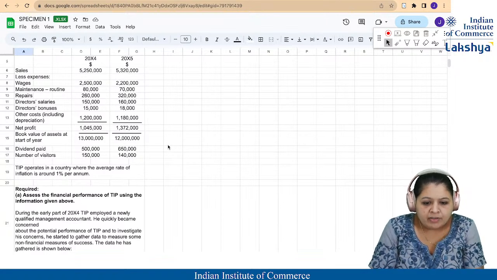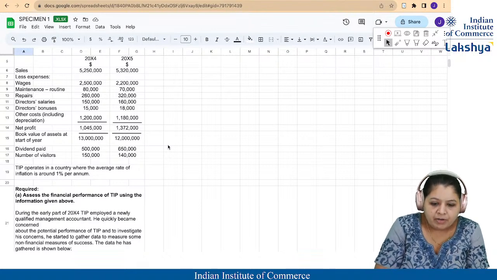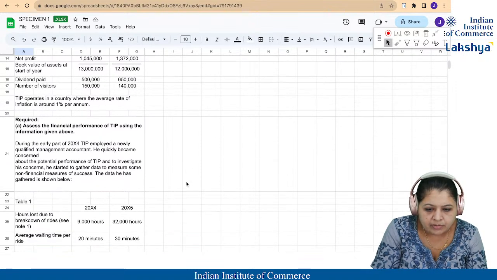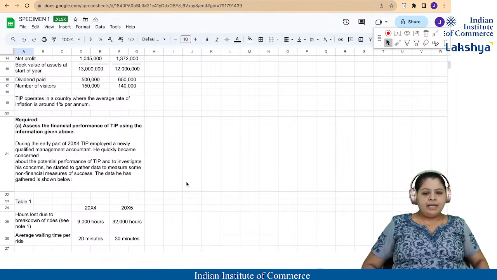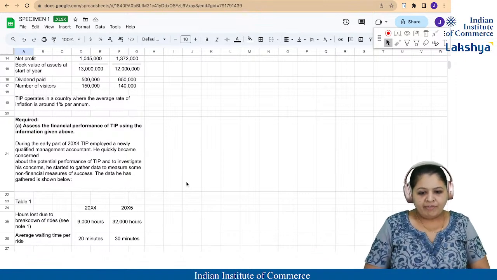You need to find out the financial performance of TIP using the information given above from the profit and loss account. Let's see how many ratios we can figure out and the growth. During the early part of 2014, TIP employed a newly qualified management accountant.